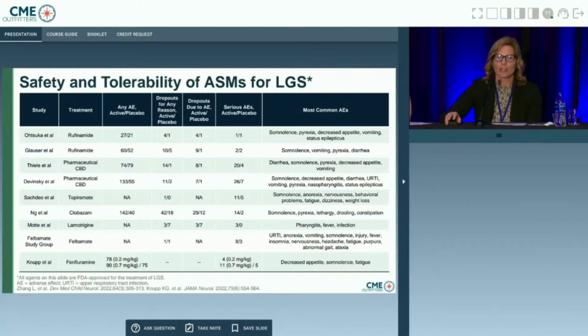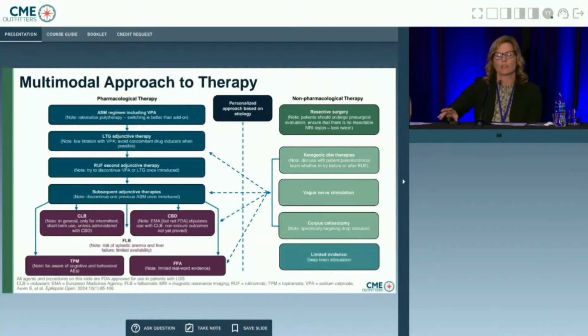So one more very busy slide to show is just an example of how we approach therapy for our patients with Lennox-Gastaut syndrome. So if you look to the left, you'll see the different pharmacological therapy guidelines that do exist for the treatment of Lennox-Gastaut syndrome. So the first step would be starting an anti-seizure medication, which includes valproic acid. And then from there, it talks about adjunctive therapy, going through phases with lamotrigine, rufinamide, all of these medications that were looked at in that meta-analysis.